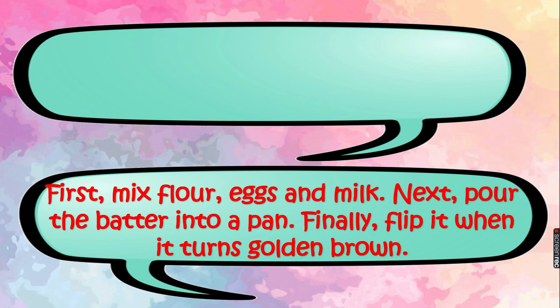First, mix flour, eggs, and milk. Next, pour the batter into a pan. Finally, flip it when it turns golden brown. What do you think this question is? First, mix flour, eggs, and milk. Next, pour the batter into a pan. Finally, flip it when it turns golden brown.